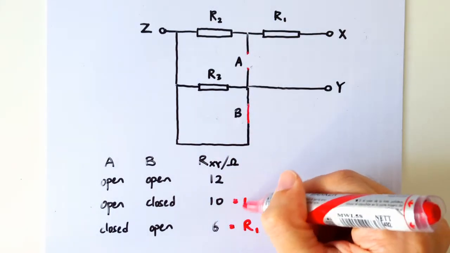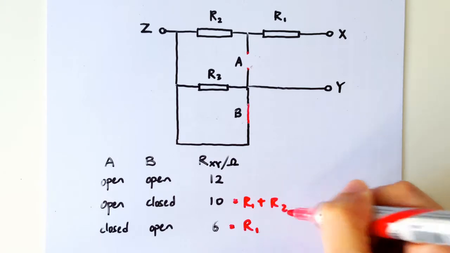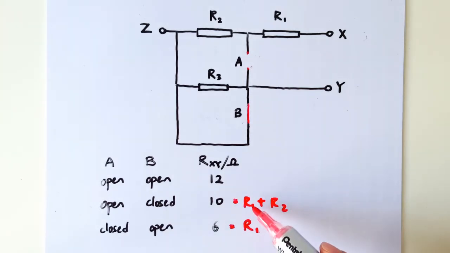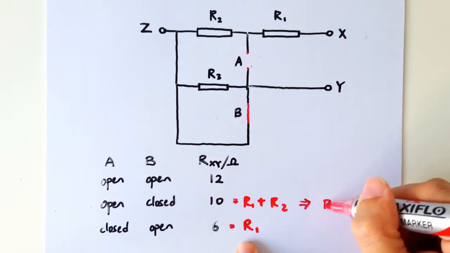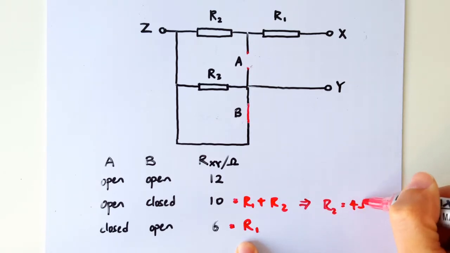This 10 ohms we know is actually R1 plus R2. But R1 is 6 ohms, right? We already know that R1 is 6 ohms. So R2 is 4 ohms.